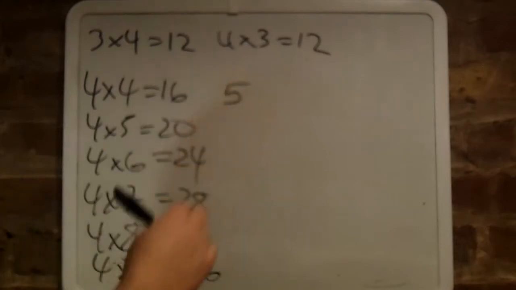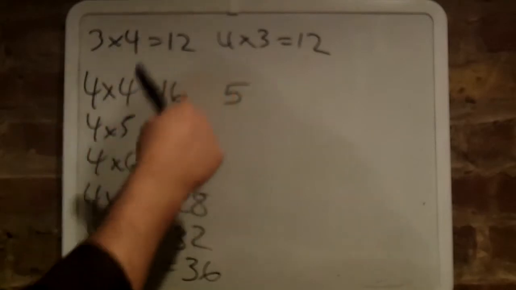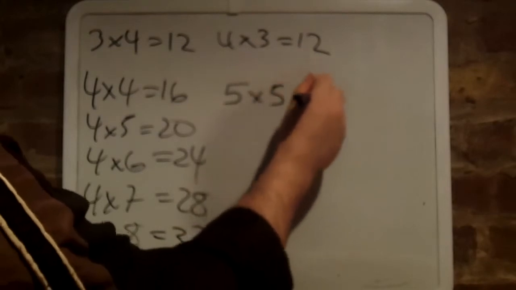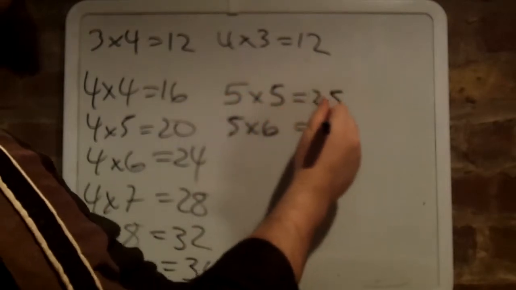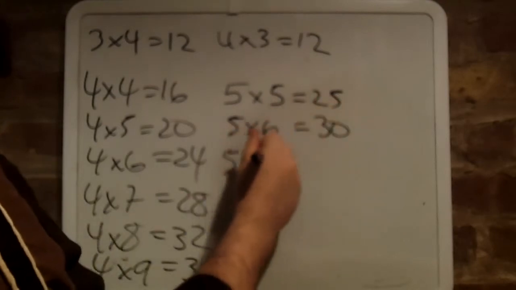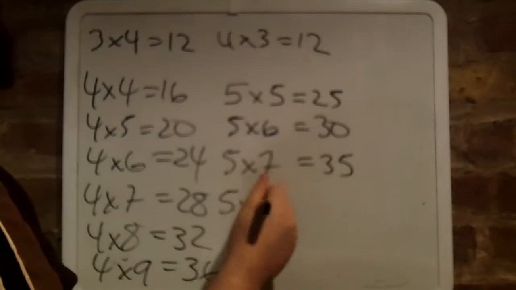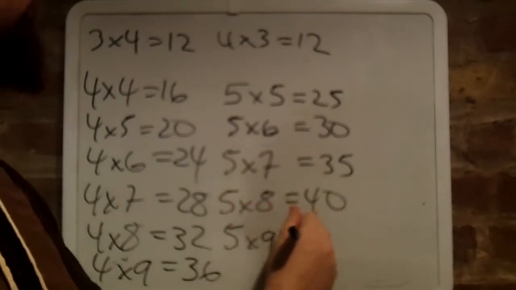Moving on. Since we know what 4 times 5 is, we already know what 5 times 4 is. It's going to be the same thing, so we don't need to memorize what 5 times 4 is. We go straight to 5 times 5 is 25. 5 times 6 is 30. 5 times 7 is 35. 5 times 8 is 40. 5 times 9 is 45.